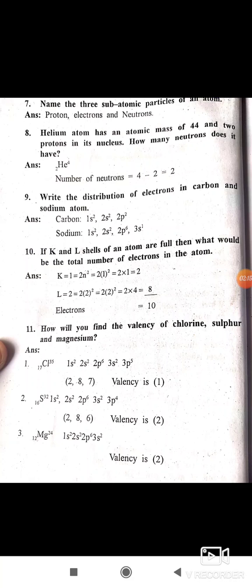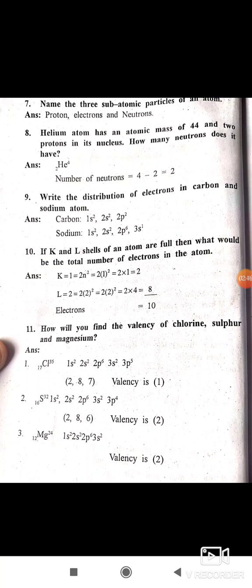Write the distribution of electrons in carbon and sodium atoms. In carbon there are 6 electrons: 1s2, 2s2 and 2p2. 2 plus 2 is 4, 4 plus 2 is 6. And in sodium, there are 11 electrons, so the atomic number of sodium is 11: 1s2, 2s2, 2p6 and 3s1.